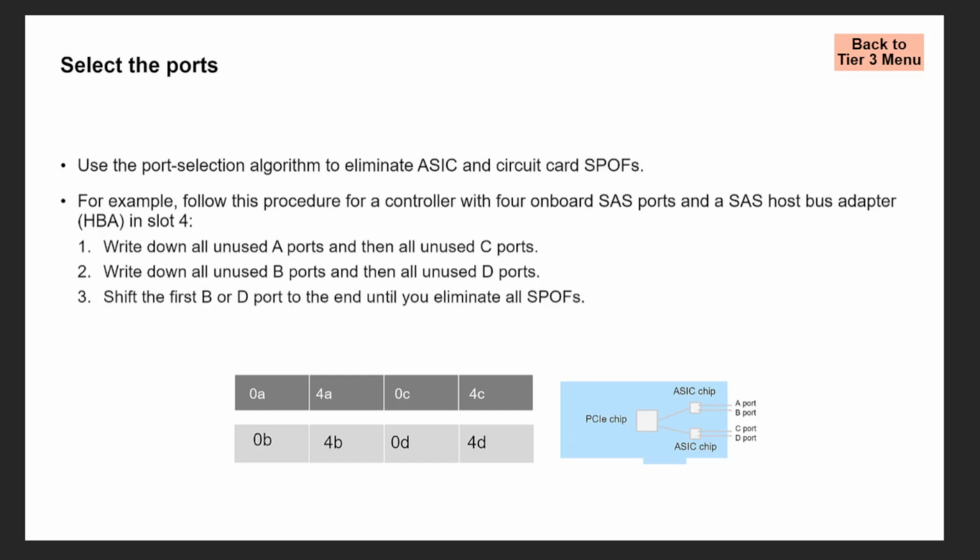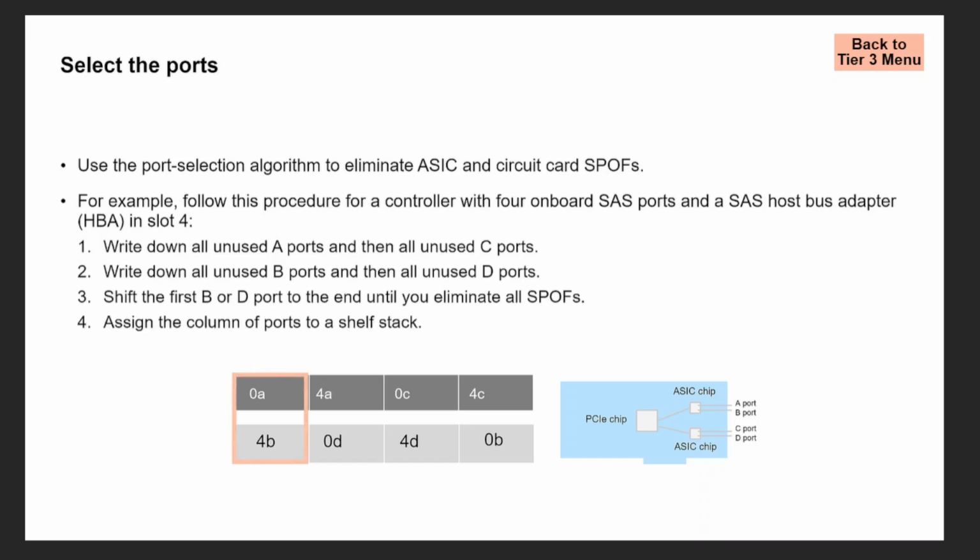Finally, shift the first B or D port to the end until you eliminate all SPOFs. On some entry-level systems, the first port shift might not eliminate the SPOFs. In those cases, shift the ports until you have a combination of ports that do not create an SPOF.